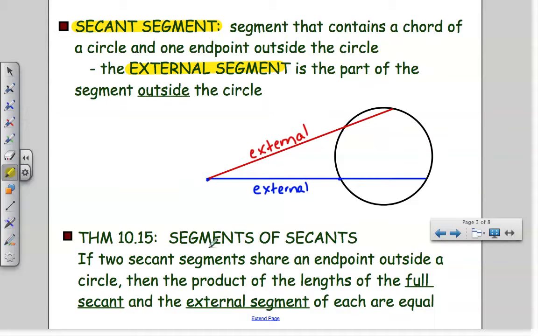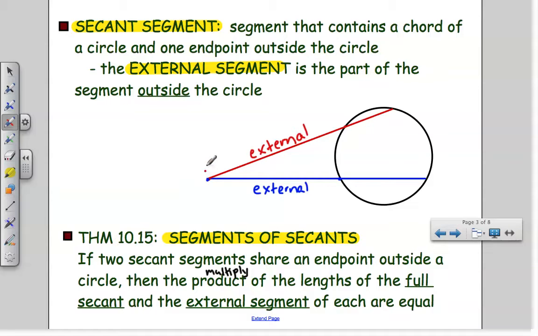Now the theorem that we're going to talk about, regarding the segments of secants, is that if you do have two secant segments sharing an endpoint outside the circle, like I do here, then the product, and product means multiply, of the lengths of the full secant segment and the external segment are equal. So if I multiply the full segment and the external segment, they're equal.